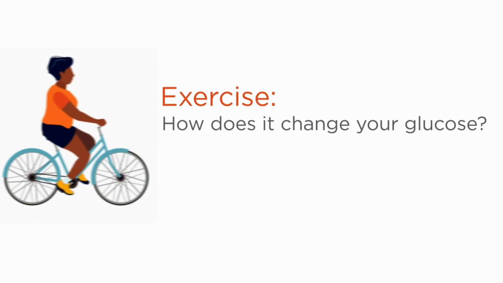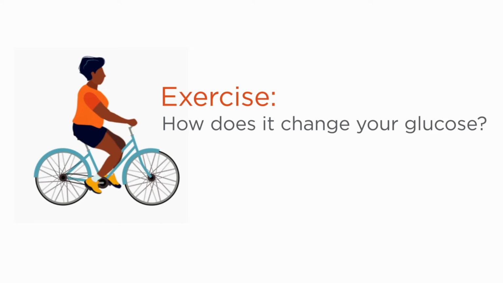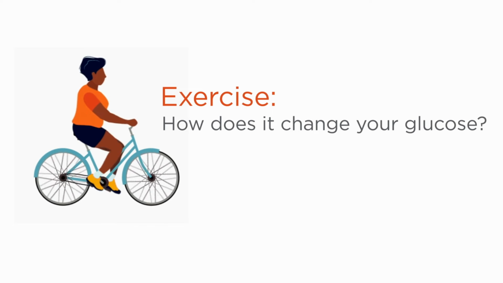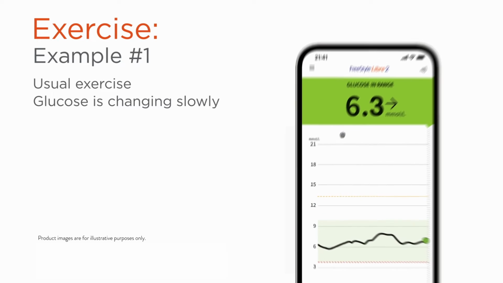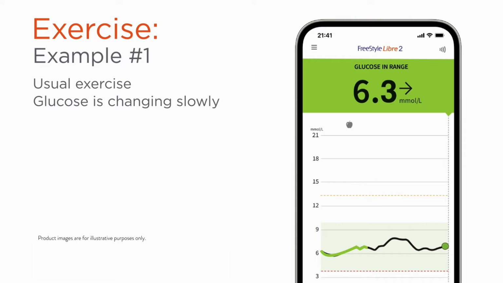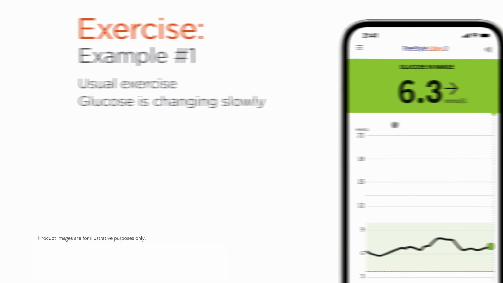Regular physical activity is part of diabetes self-management, but like carbohydrates, it can affect your readings. Let's say you walk daily for an hour after dinner. Here's what your scan or view could look like afterwards. Notice that your glucose came down, stayed in target range, and your trend arrow is steady.